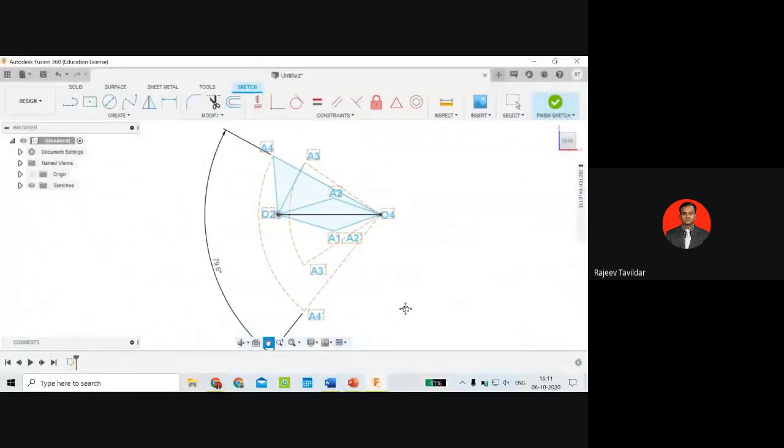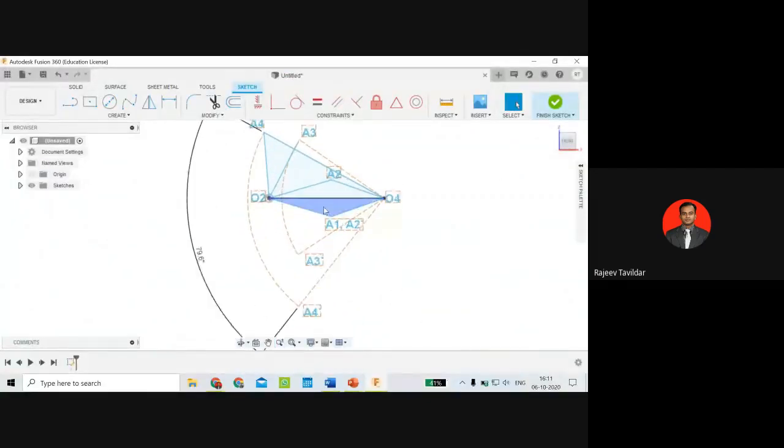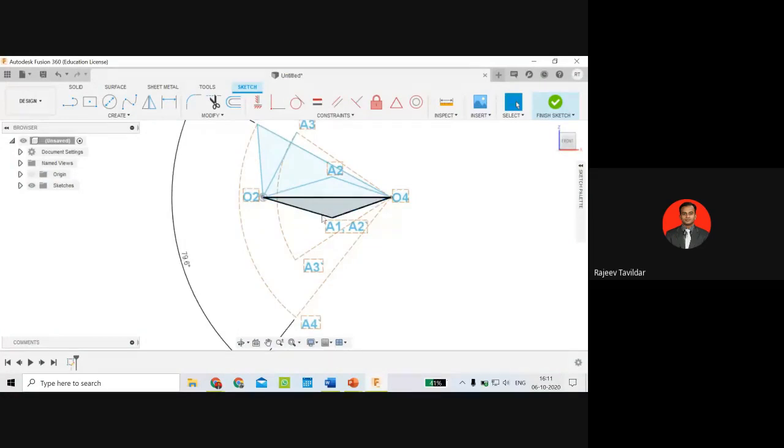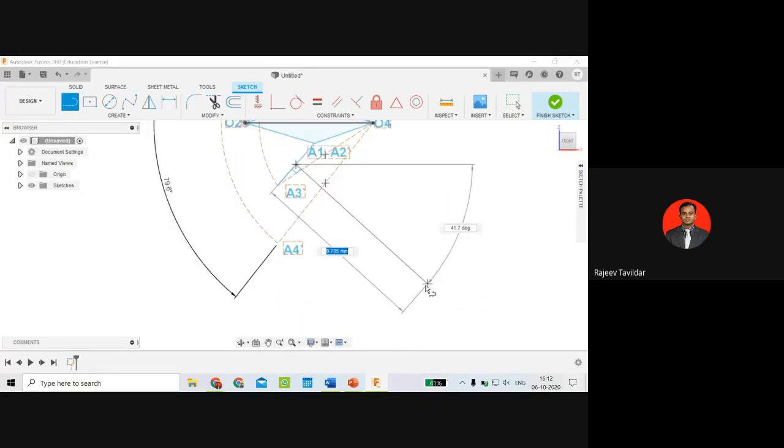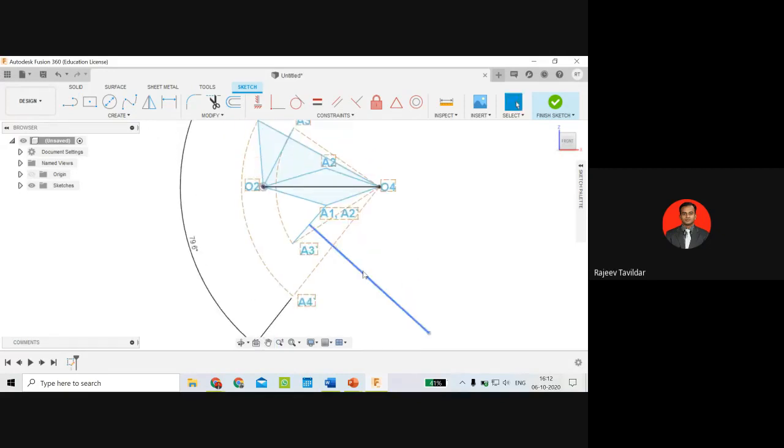Okay, where is A1 and A3 dash? So I'll just draw this line A1 and A3 dash. I'll create a line A1, A3 dash and I'll draw a mid normal to this. I've drawn A1, A3 dash and I've drawn a mid normal to this.